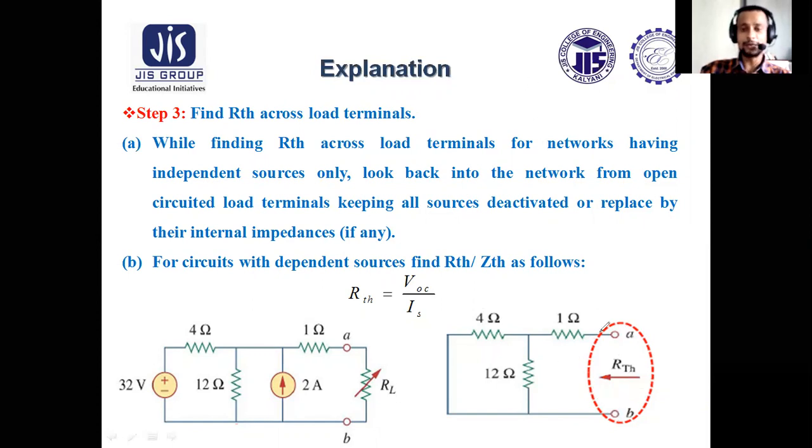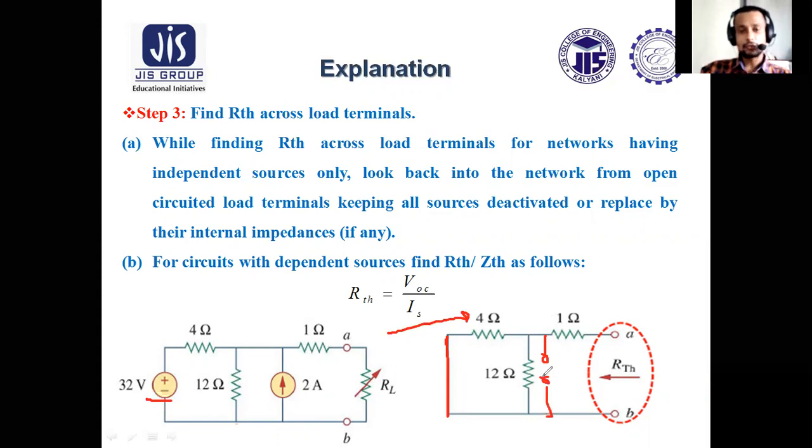And while doing this, see, while finding RTH, all sources have to be deactivated. See, this voltage source is not shown with any internal impedance. So the voltage source will be replaced by a thick short circuit wire. So the voltage source is shorted. And for the current source connected between 12 and 1, there is no current source, so the current source is kept open circuited here.